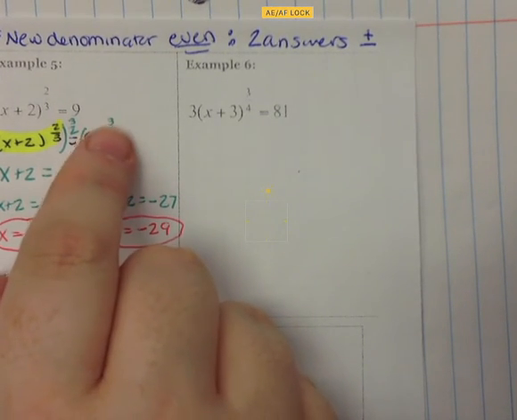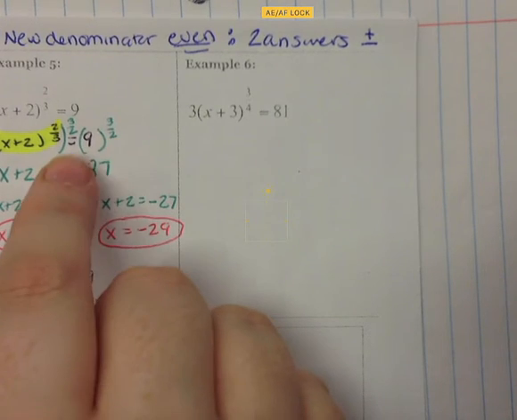Alright. So we have two answers because the new denominator was even. So if you have a fraction when you do the reciprocal, if your denominator is even, you're going to have a plus or minus that number.